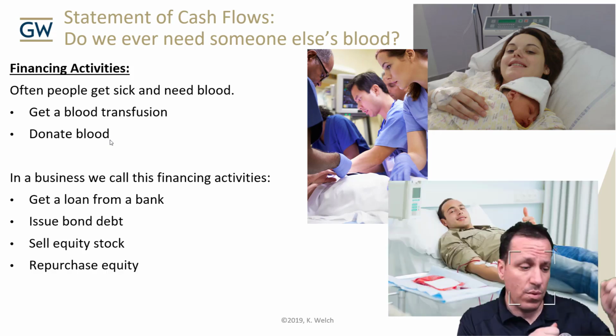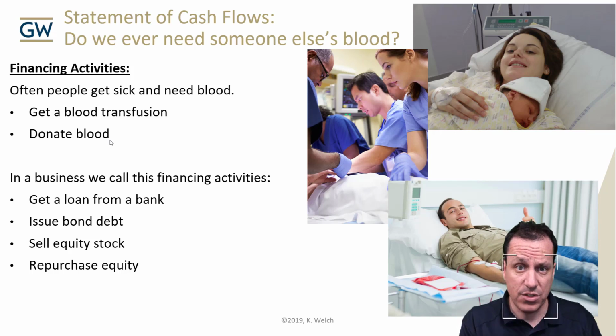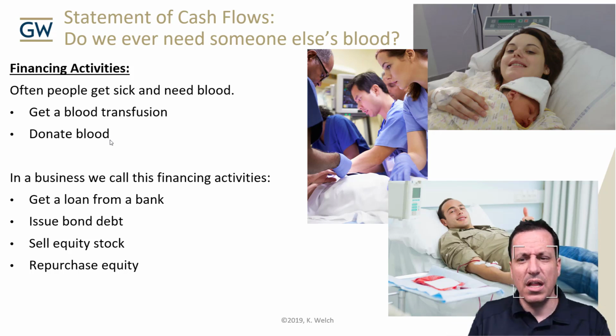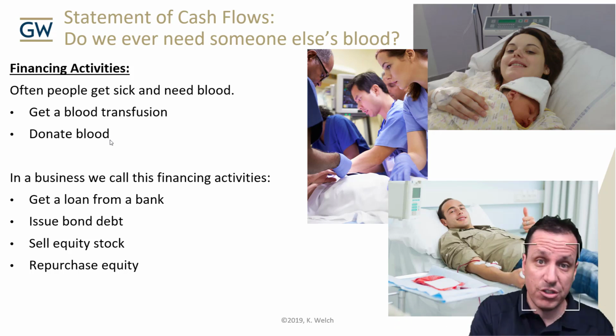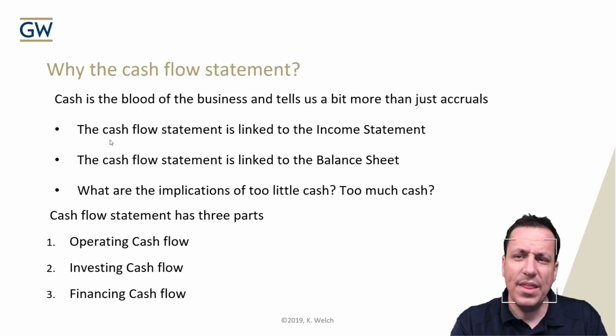This is anything that we do where we sell equity, sell debt, or we buy back equity, or we pay back debt. So it's either one. These are the financing activities. They're very similar to this blood transfusion. You sell equity or you receive a loan from the bank so that you can fix your operations and improve your operation. So why the cash flow statement?